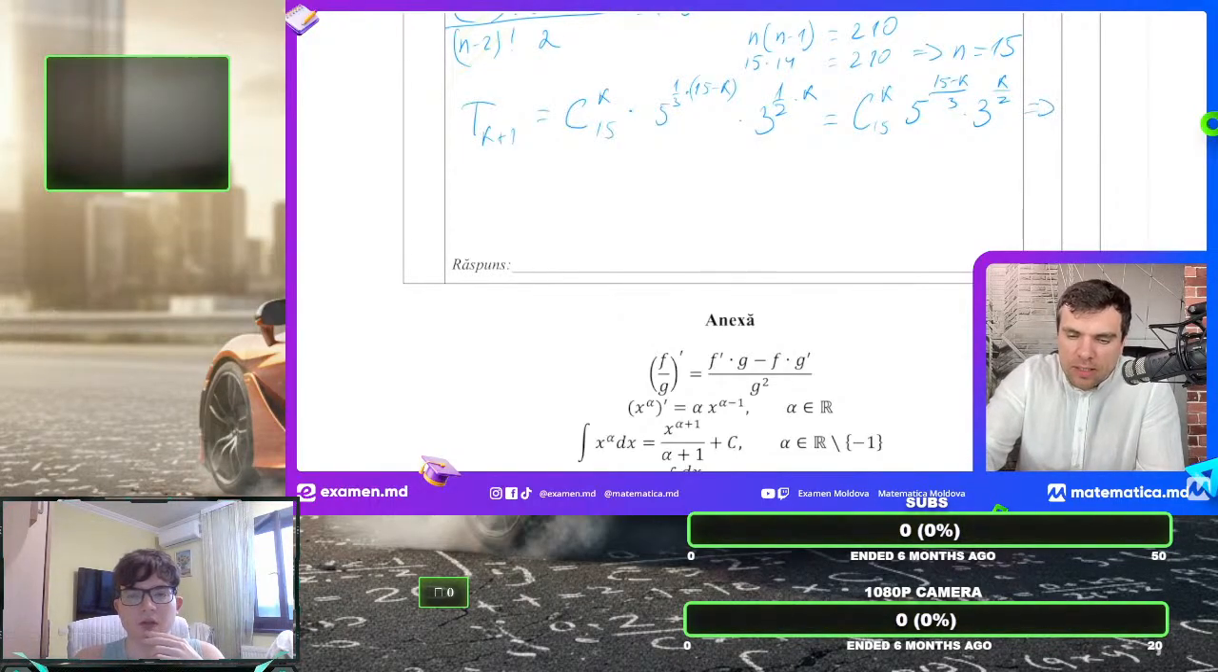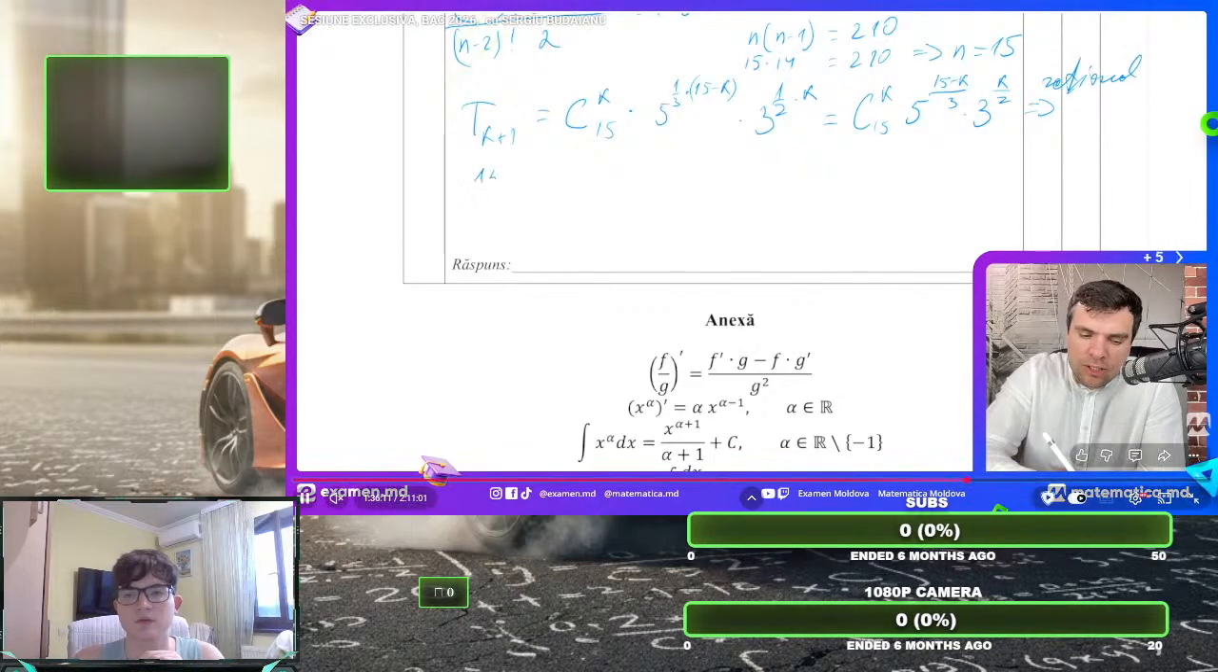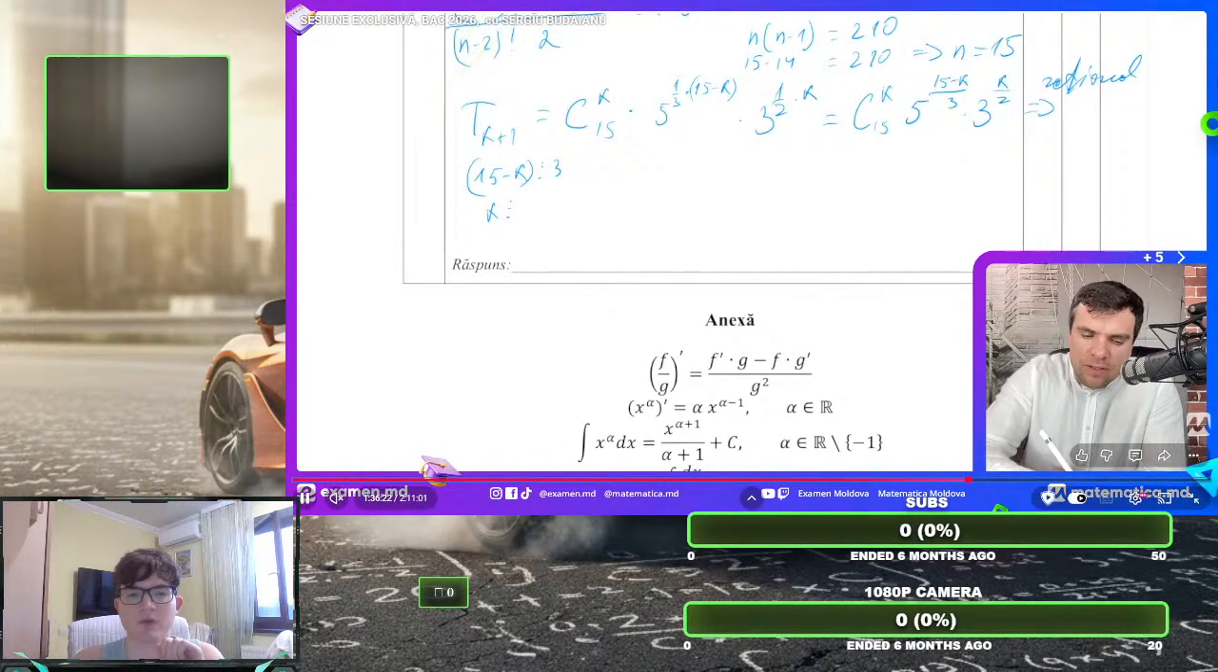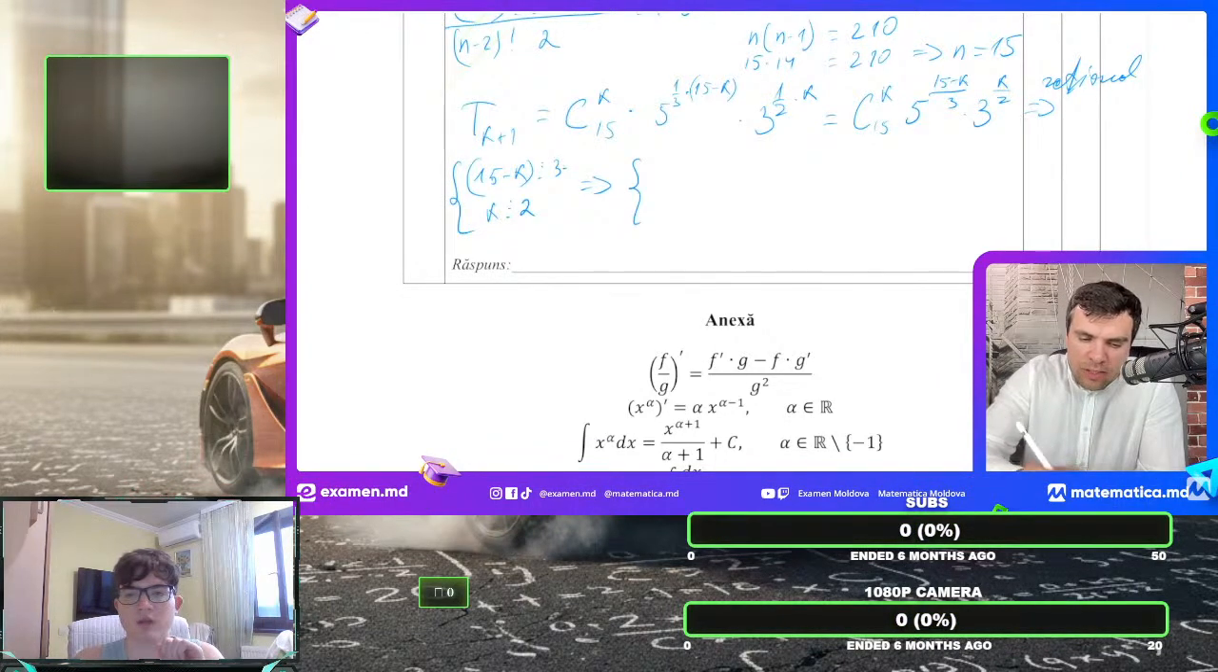And after this, it has to be a rational term from the condition, so we have to understand the number of rational terms. So I think we just work with the powers, or what? 15 minus k divisible by 3, and k is divisible by 2, so we just need rational terms like that in order to find the k. Okay, so I guess this is how this one's done.